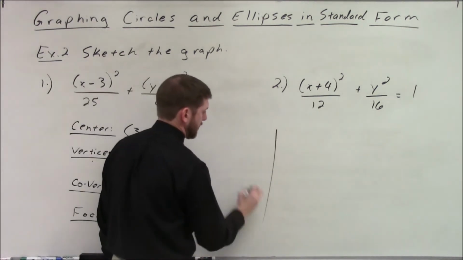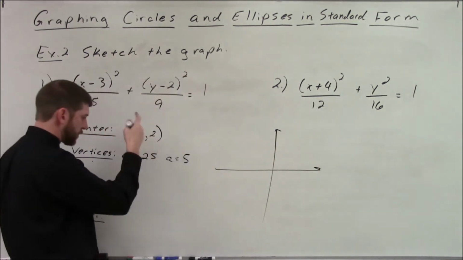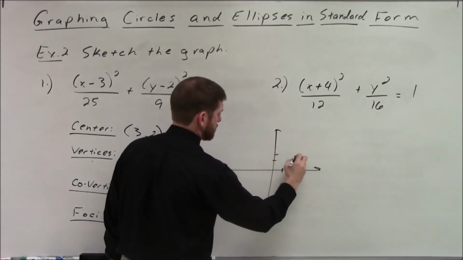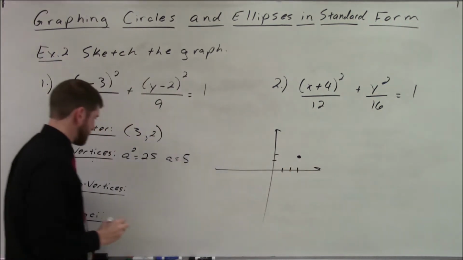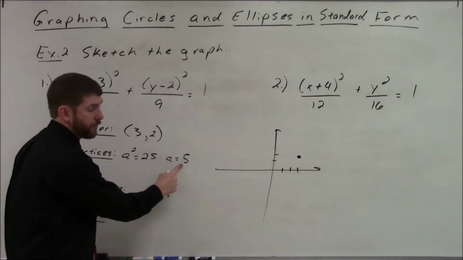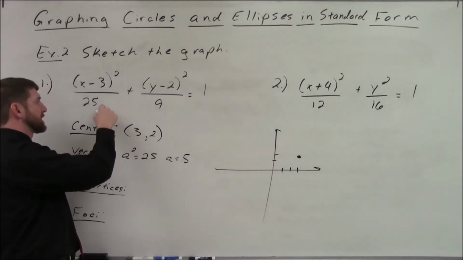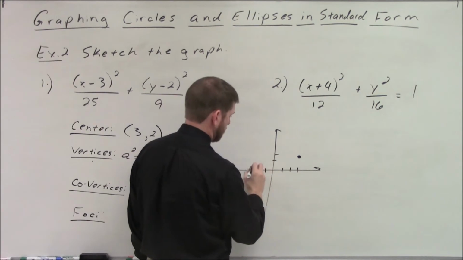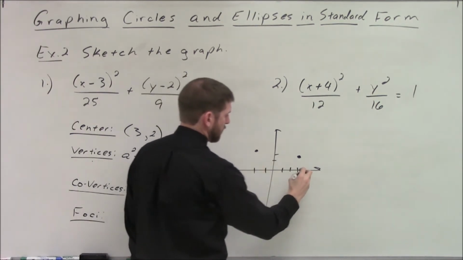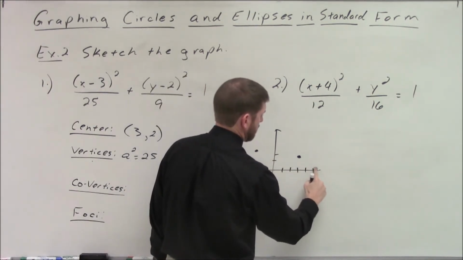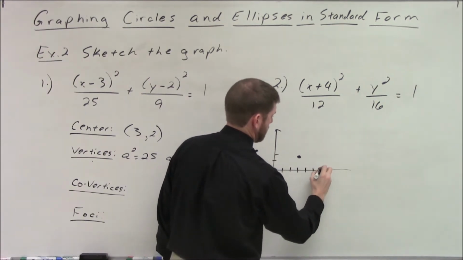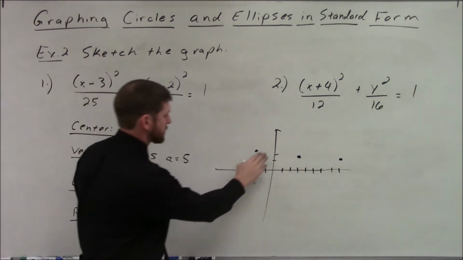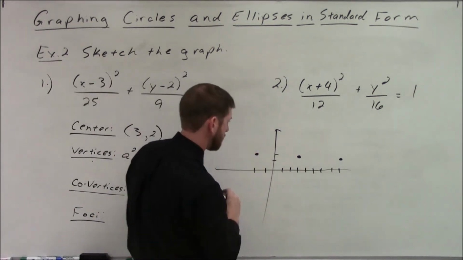If I put that on my graph, let's start putting things on the graph. So 3, 2. We've got 1, 2, 3, 1, 2. So there's my center. Vertices are going to be 5 units away from the center, and since it's underneath the x, we're going to go left and right 5. So left 5 puts us here, right 5 puts us out there. Pretend those are somewhat horizontal.